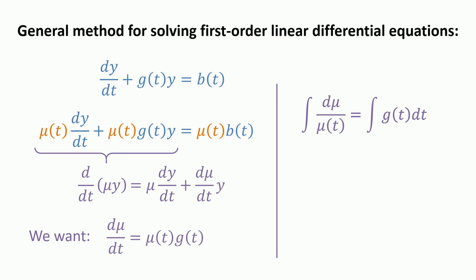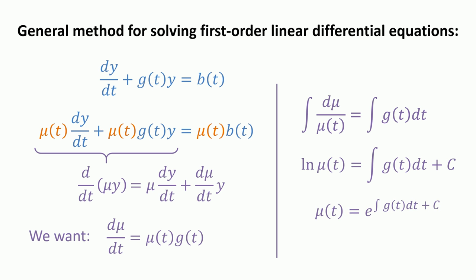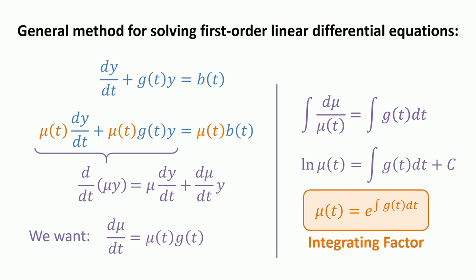We integrate both sides and find that the natural log of mu of t equals an antiderivative of g of t. Solving for mu, we find that mu of t equals e to the antiderivative of g of t. This is a family of functions depending on the constant c, but we only need one such function, so we will choose c to be 0. Thus, we have found our function mu of t. This function is called the integrating factor.